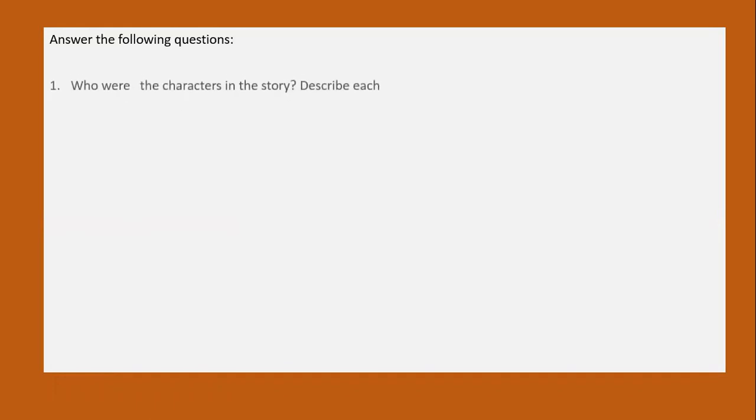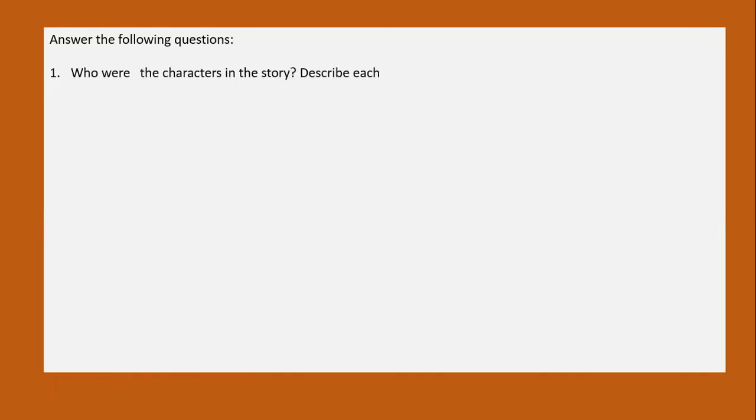Let's try to answer some questions. Number one, who are the characters in the story? You can say Anna, Monica, and Jane. They are the main characters, based on how they are described. Number two, what was the setting of the story? As I said a while ago, it happened at the beach, and the time changes, morning, noon, or evening, depending on the event.